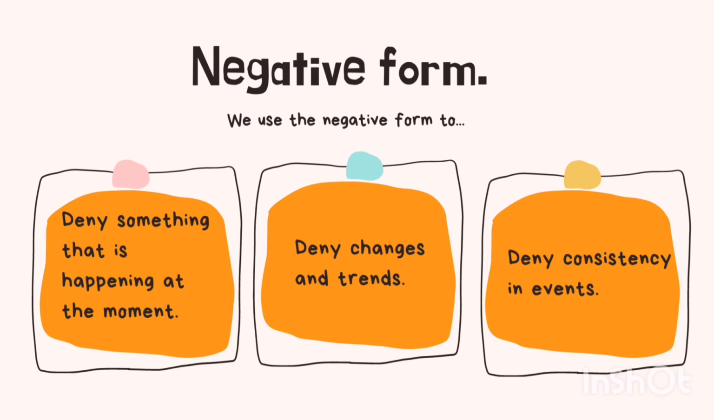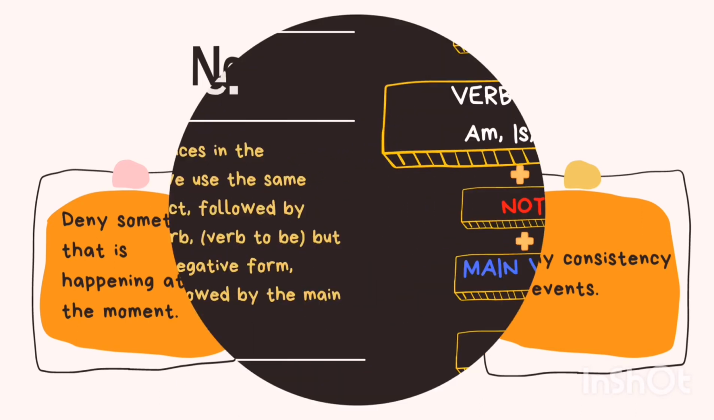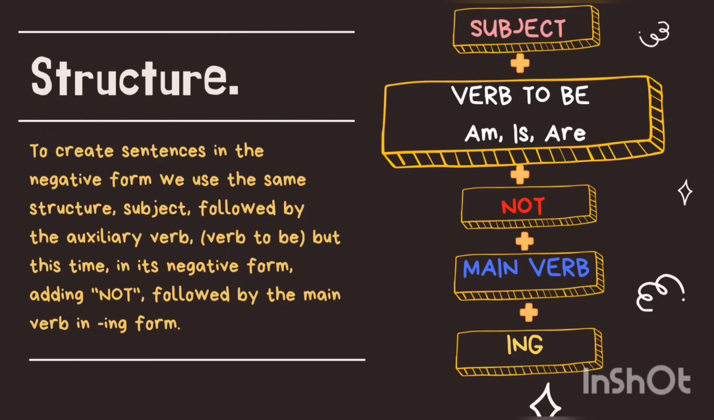Okay, so here we have the negative form. We basically use the negative form to deny something that is happening at the moment, to deny changes and trends, and to deny consistency in events. Here we also have the structure. It's the subject plus the verb to be, is or are, plus not, plus the main verb in ing.